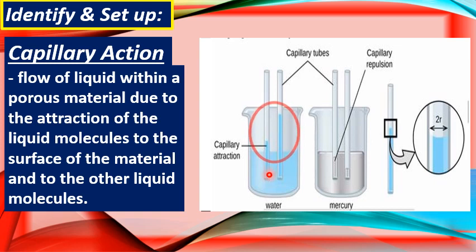The adhesive forces of water with the walls of the capillary tube are stronger than its cohesive forces, causing it to rise. On the other hand, the cohesive forces in liquid mercury are stronger than its adhesive forces, leading it to fall in a capillary glass tube.